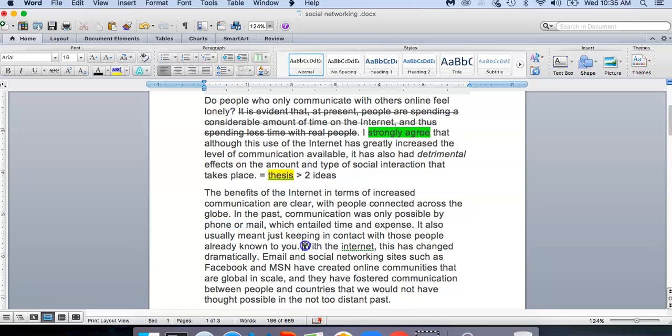So now they start talking about the internet. When the internet, this has changed dramatically. Email and social networking sites such as Facebook and MSN have created online communities that are global in scale.